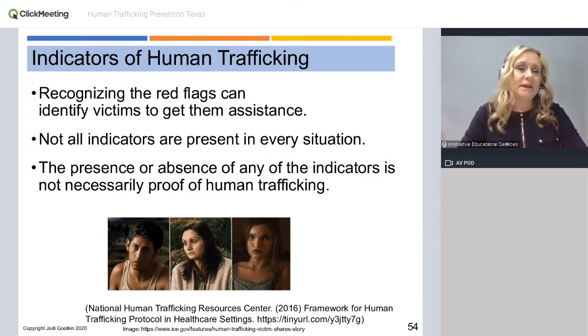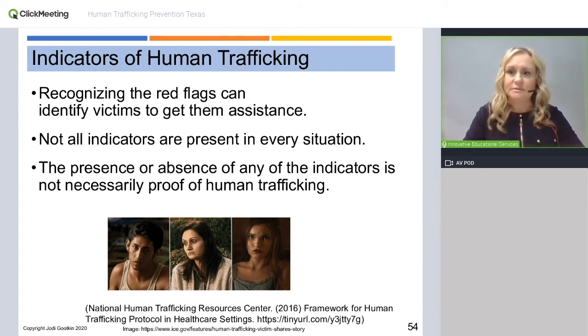There are many indicators of human trafficking and red flags to be aware of. Something may come up in conversation or during our assessment of the individual. Not all of the indicators have to be present for it to be a case of human trafficking. And remember that as healthcare providers, we are not investigators. That is not our job. Our job is to be aware.